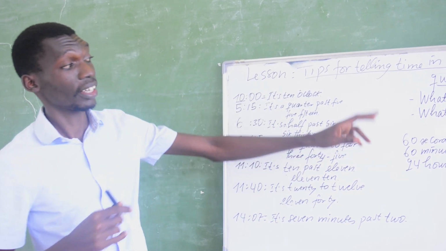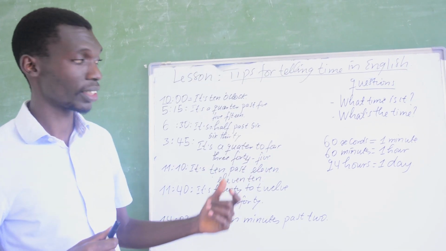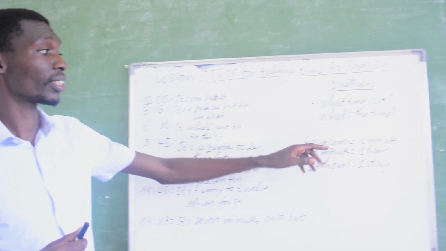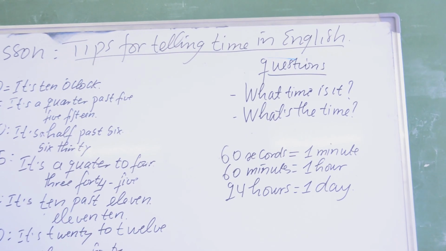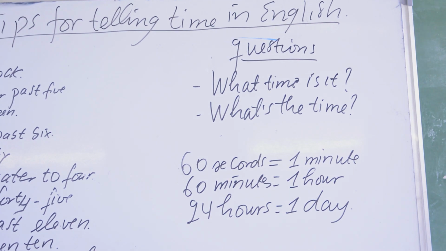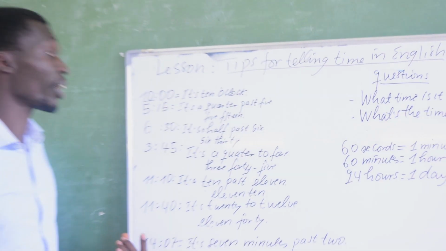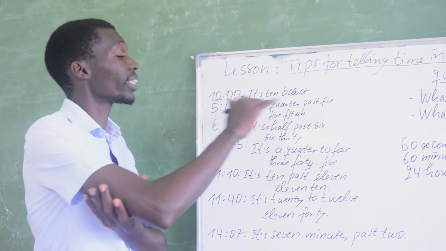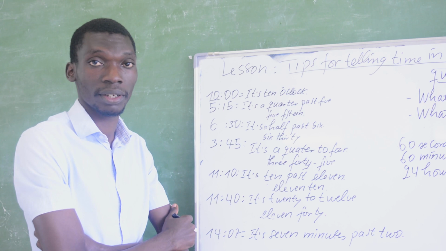So to be frank, 60 seconds equals 1 minute. And then 60 minutes equals an hour. And then 24 hours equals a day or 1 day. Is that understood? So what I was trying to show you is that you can really tell time by using these expressions as reference.